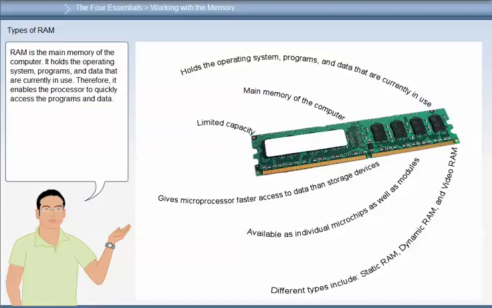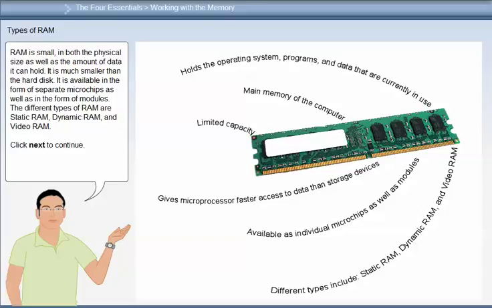RAM is the main memory of the computer. It holds the operating system, programs, and data that are currently in use. Therefore, it enables the processor to quickly access the programs and data. The processor can quickly read from and write to the RAM as compared to the other storage devices such as the hard disk, floppy disk, and CD-ROM.